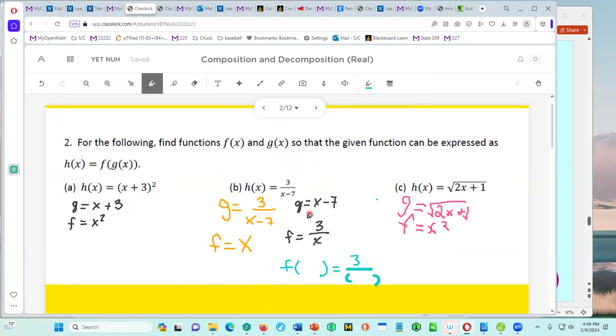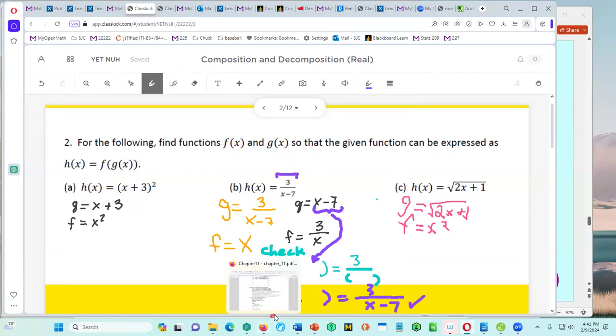Okay. That's her answer. So this is a check. Basically, I just wrote down her f, and then the input is going to be x minus 7. Well, does that work? f of that thing is 3 over that thing. The thing is x minus 7. That's what we were supposed to get. So that is the correct answer.